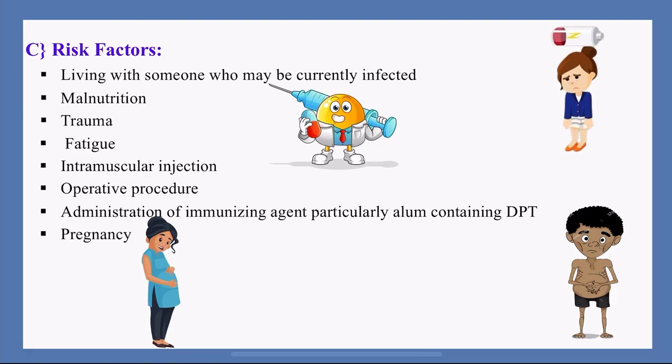malnourished, who has undergone trauma, who takes intramuscular injections, and operative procedures like tonsillectomy. Especially during epidemics of polio, if he has undergone an operative procedure like tonsillectomy, he has a higher risk of developing polio. Also the administration of immunizing agents, particularly the alum-containing DPTs, and also pregnant women are a risk factor for precipitating an attack of polio. Okay.